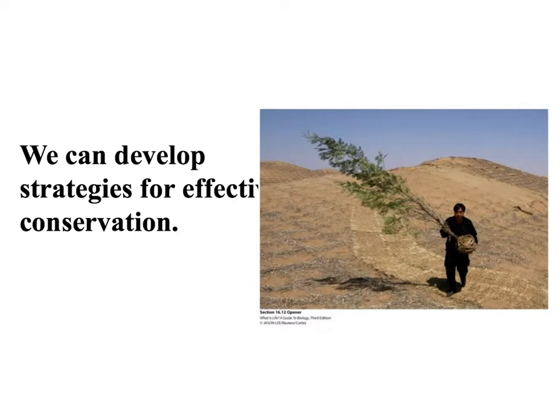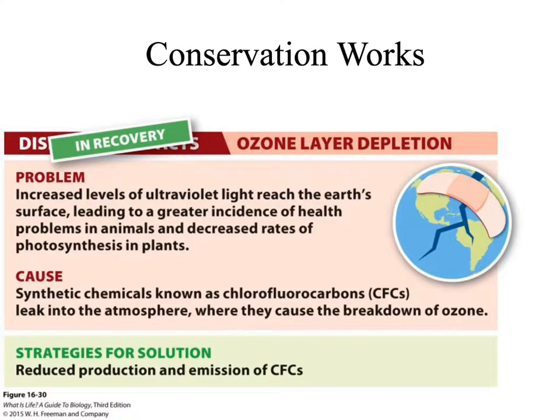In this lesson, we will look at conservation strategies that are used to protect biodiversity. We as humans can develop many strategies that can be very effective in conserving biodiversity. There are many examples of how conservation works to help prevent more damage to the atmosphere and to ecosystems, and in some cases can actually help species recover.